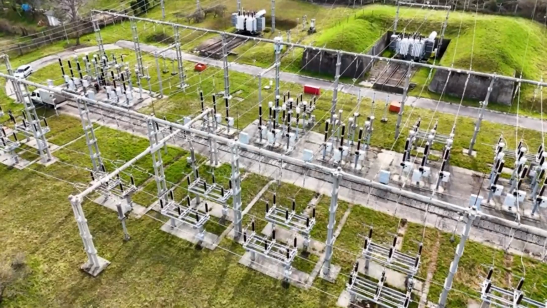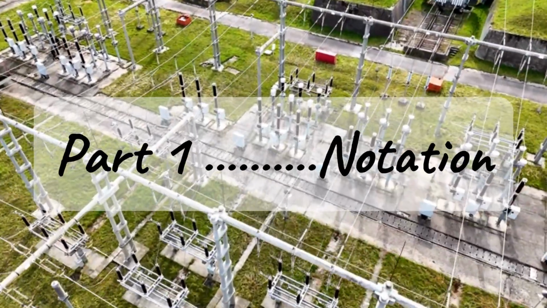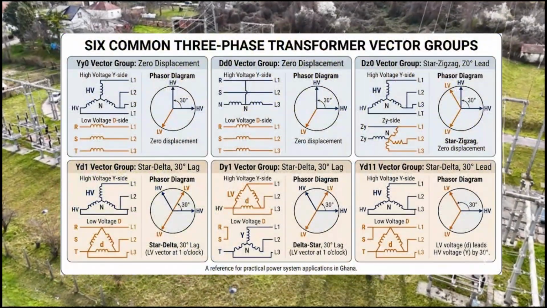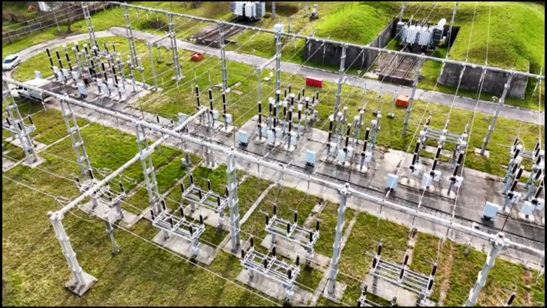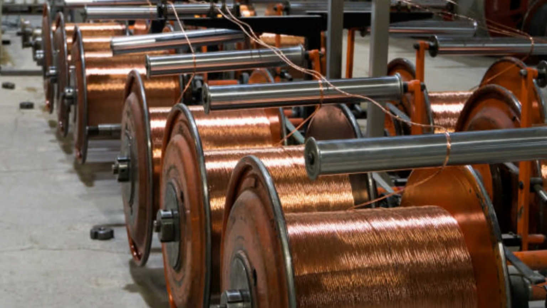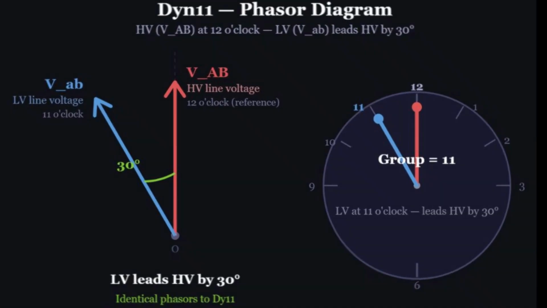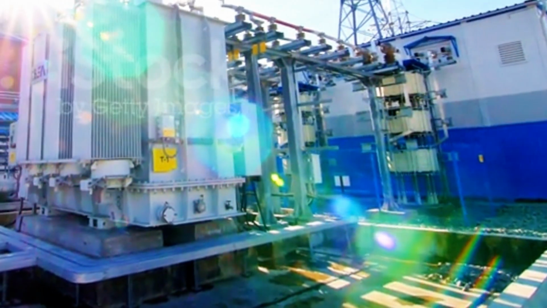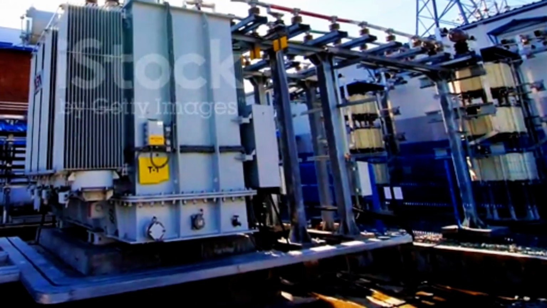This video is divided into 3 parts. Part 1 covers the notation. We go through 6 common vector groups and explain exactly what each letter and number means. Part 2 shows the actual winding connections and the phasor diagrams. You will see how the connections create the phase shifts we talked about. Part 3 brings it all together with a real transformer nameplate. We look at a real unit and identify everything we have learned. Let's get started.